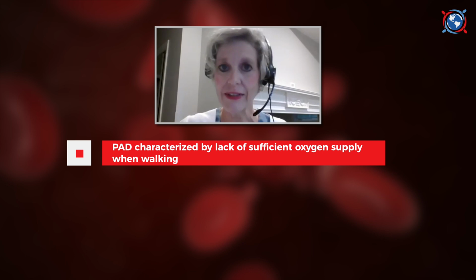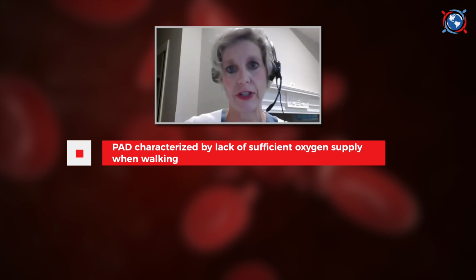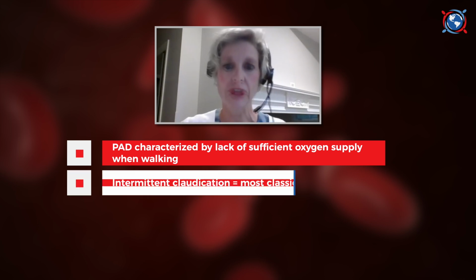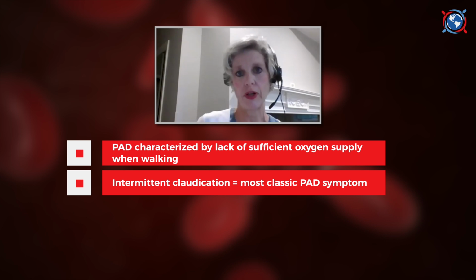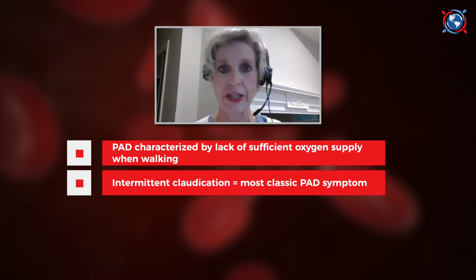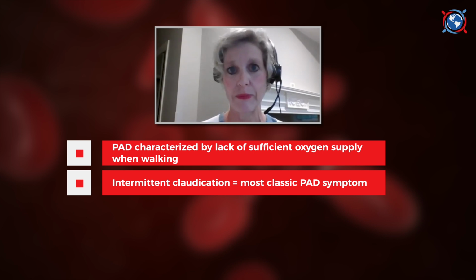Peripheral artery disease is characterized by lack of sufficient oxygen supply during walking activity. And so when people go to walk with PAD, they typically will have weakness or discomfort in their legs. The most classical symptom of peripheral artery disease is intermittent claudication, which is defined by pain in the calves with walking that resolves within 10 minutes of rest.